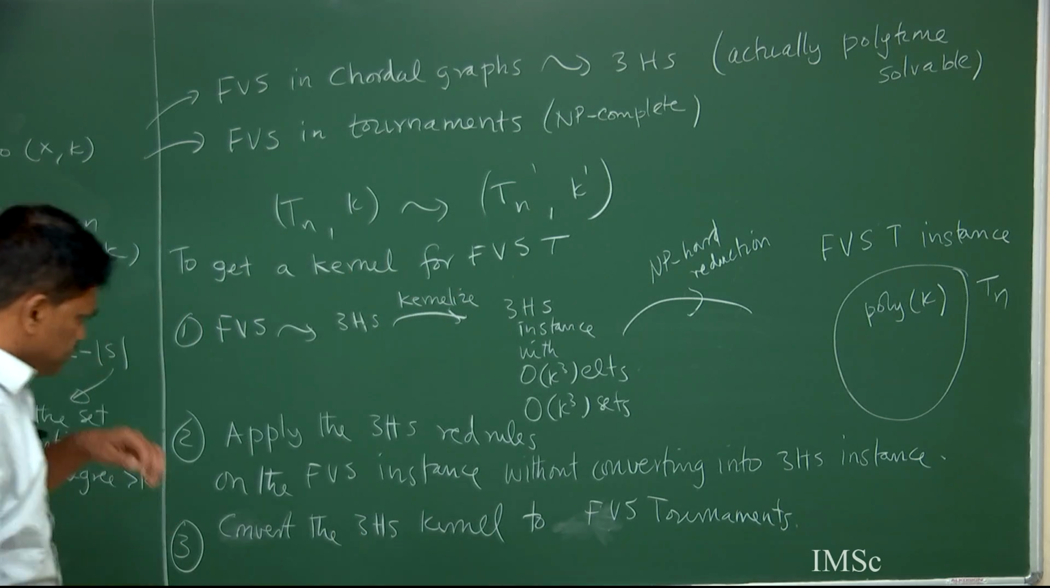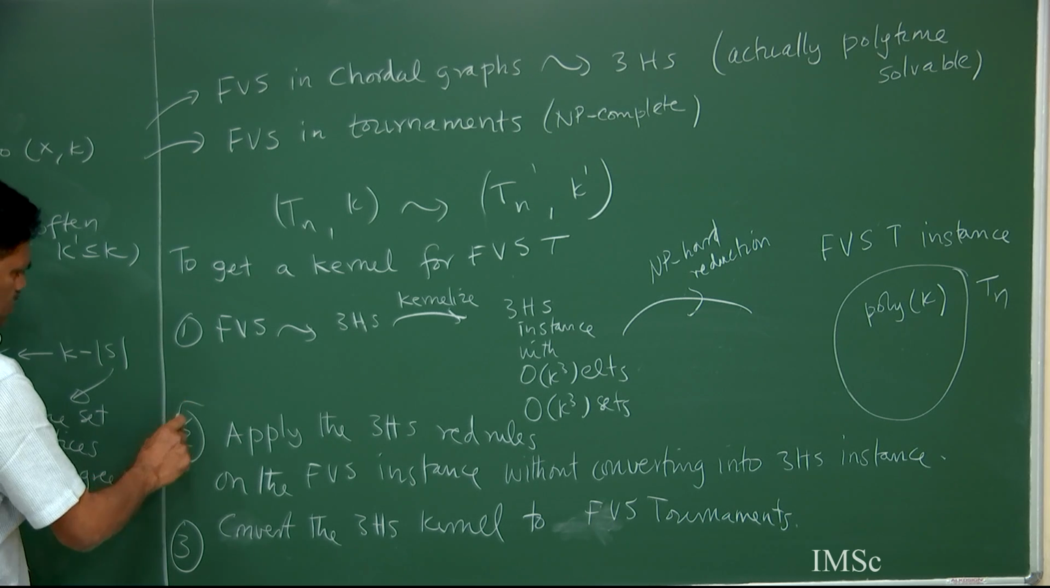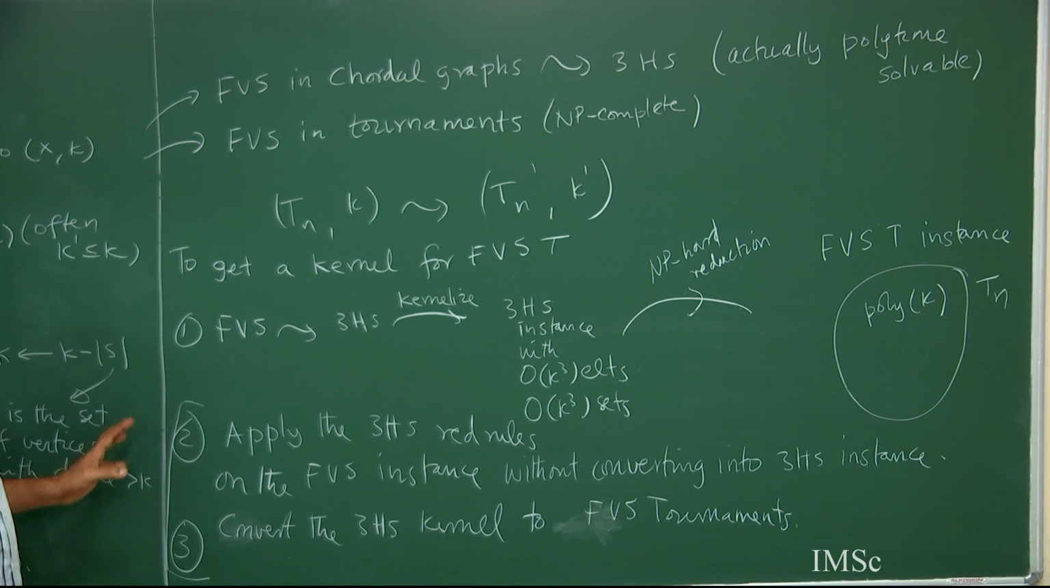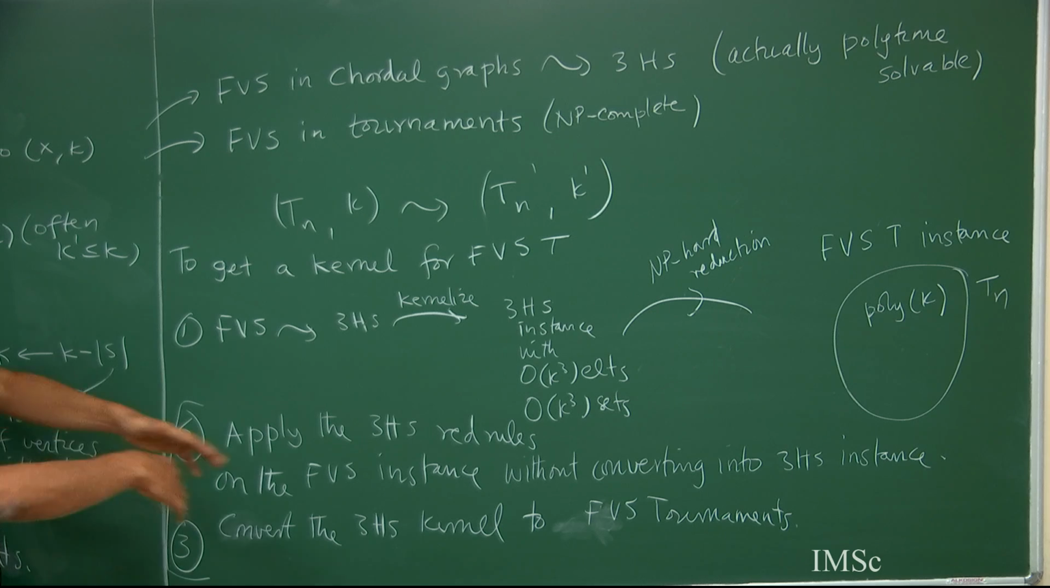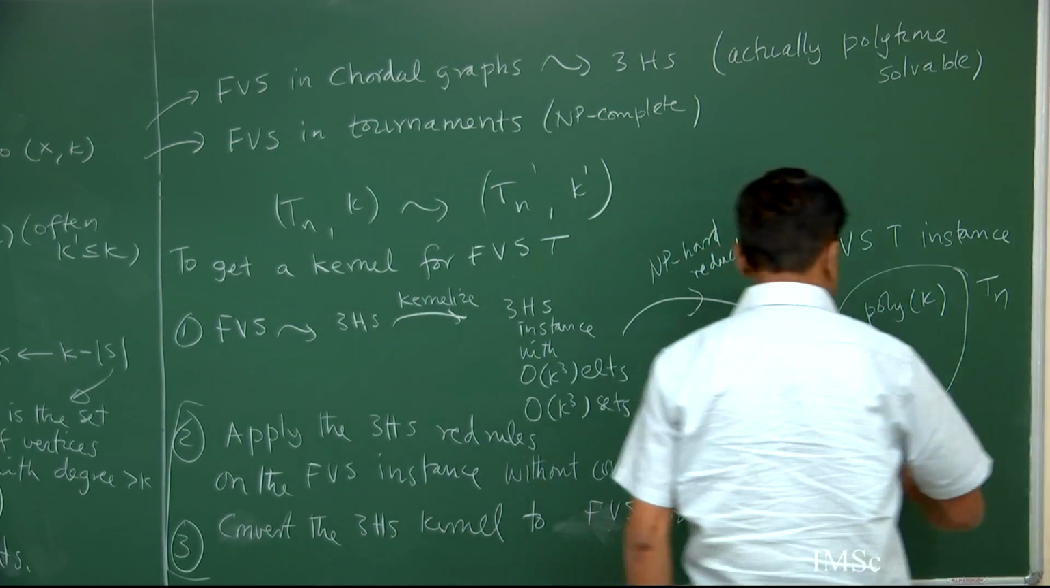Okay, so I am not going to do any of this, but I want you to really play around with this, particularly the second and third approach. See whether you can get your k cubed vertices and edges kernel for feedback vertex set in tournaments by essentially simulating the rules we applied on the 3 hitting set. Or just apply it, finally you get your kernel and do some conversion. So I'll leave this as an exercise.